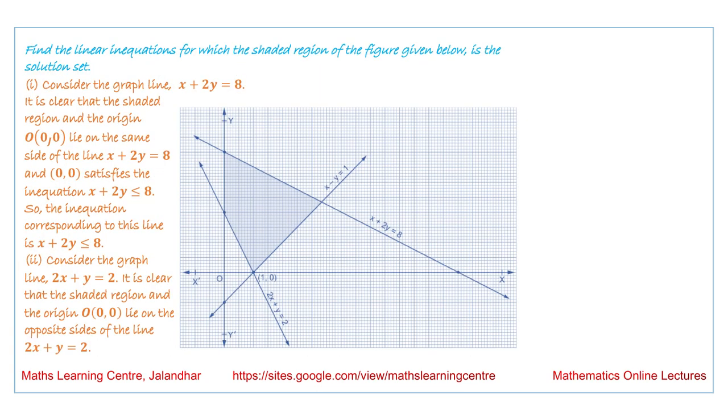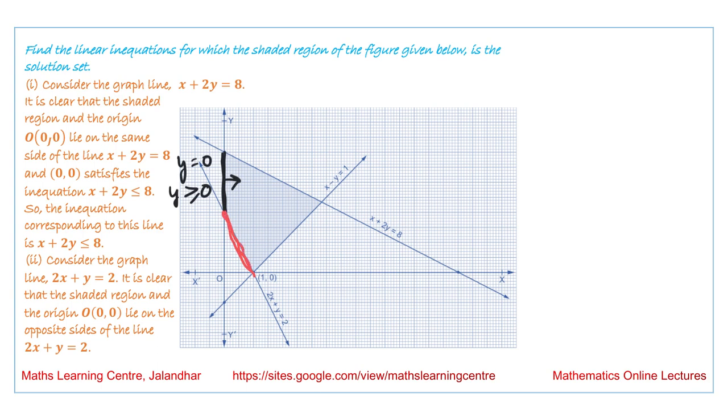Next is: find the linear inequations for which the shaded region of the figure given below is the solution set. So again, if we mark the boundaries over here, this portion corresponds to y is equal to 0. We require this side of the solution, so we say y is greater than equal to 0. Next we have this line.